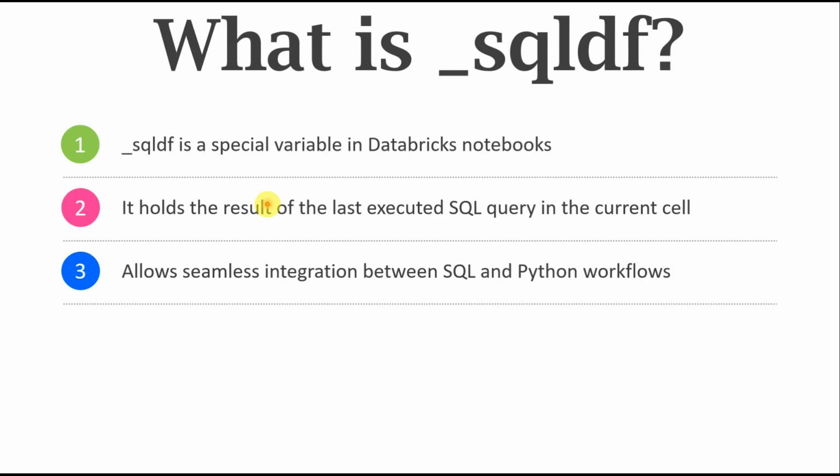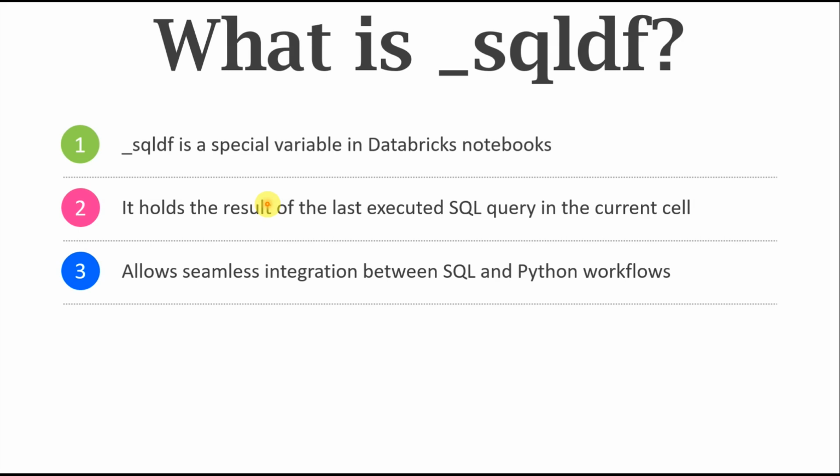In Databricks development, we often switch between the languages SQL and Python. With the help of _sqldf, we can access SQL results directly in the Python cell. Currently, in case we have to access a SQL result in a PySpark data frame or Python, then we have to manually convert that SQL output into PySpark. For that, we have to use a syntax like spark.sql or spark.table. With the introduction of _sqldf, we don't need to manually convert SQL into PySpark. It is done automatically with this inbuilt Databricks variable.